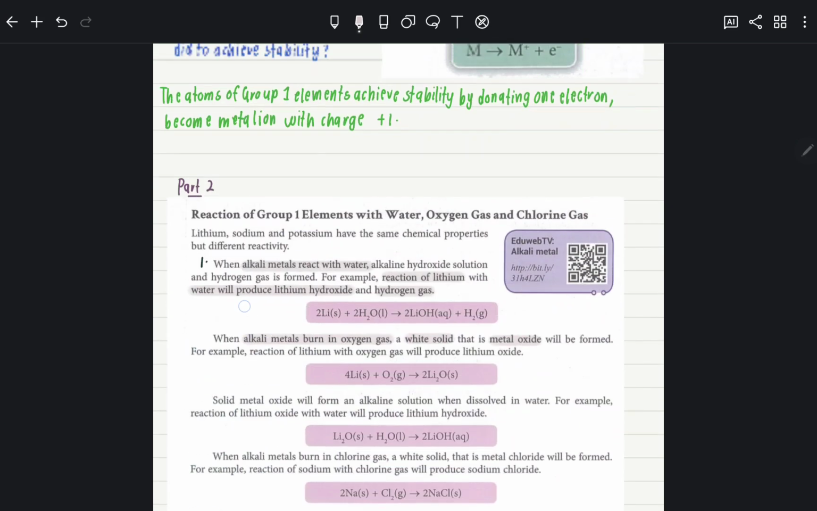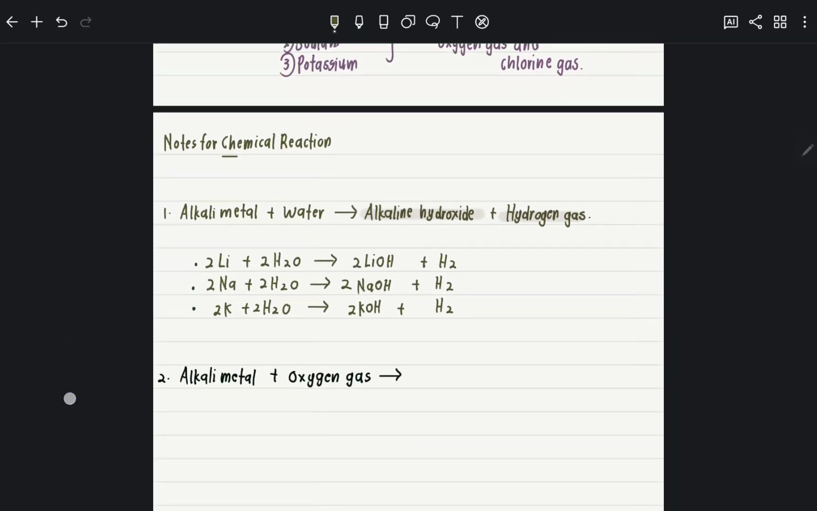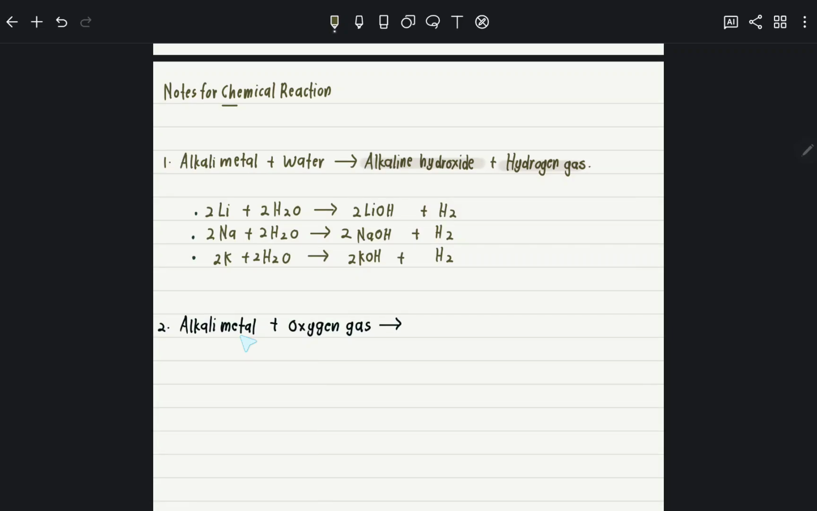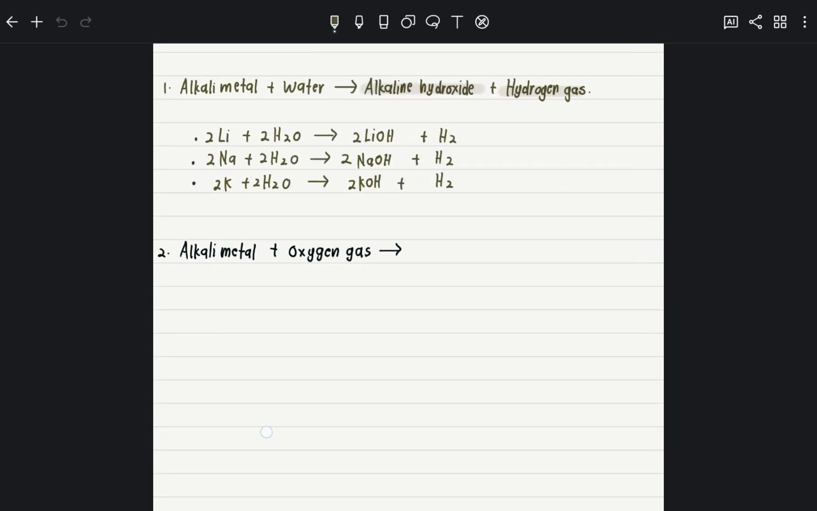Okay, so just now came back to number 2. If your alkali burn in oxygen, they will form metal oxide. Ingat, kalau dia burn in oxygen saja, dia akan form metal oxide. Okay, and this metal oxide is initially a white color solid. Kalau you buat eksperimen you nampak, it's a white color solid. Kira metal oxide tu berwarna putih.